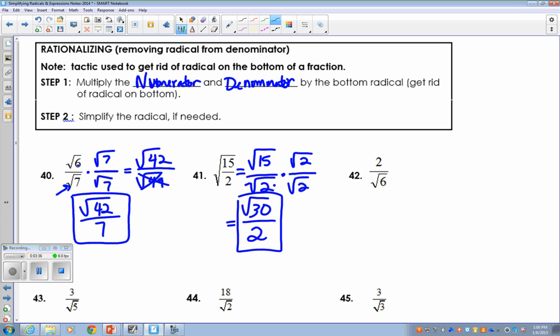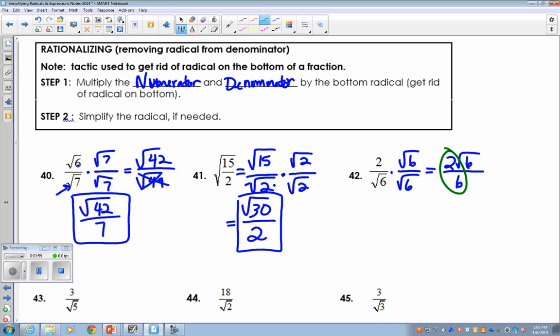So we're done here. So on the next one, to get rid of the radical at the bottom, we're going to multiply the top and the bottom by the square root of 6. Well, this 2 now is not inside. It stays outside. So you have 2 square root of 6 over 6.